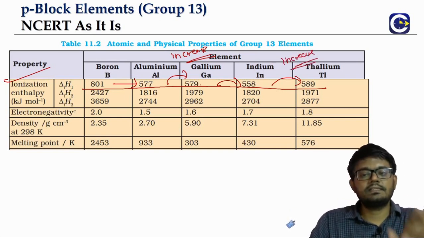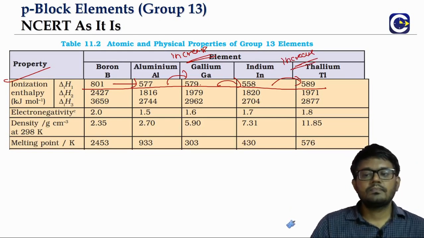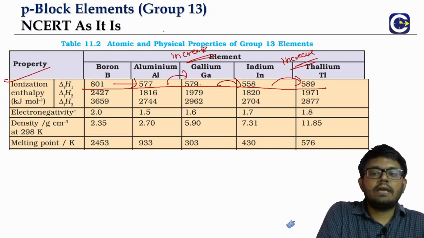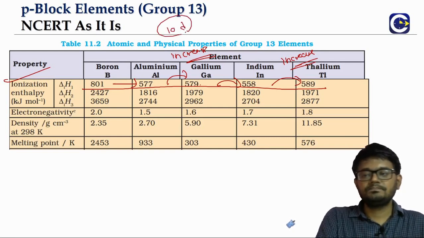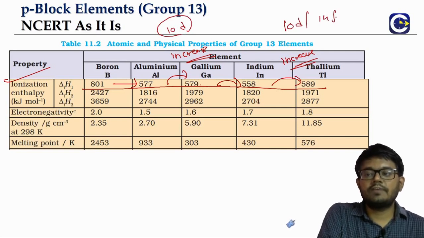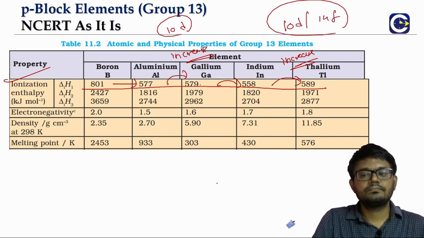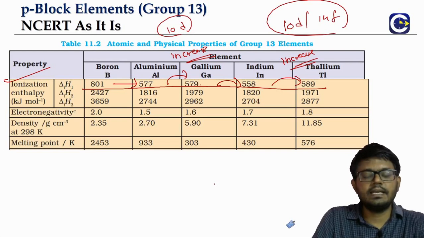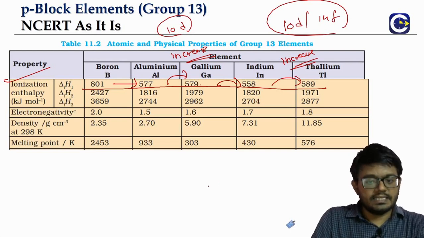So where are the differences? Aluminium to gallium, then indium to thallium. So aluminium to gallium is what? We are having the 10d electrons effect. Indium to thallium, we are having the effect of 10d electrons and 14f electrons. So this is the trend in terms of the ionization enthalpy.